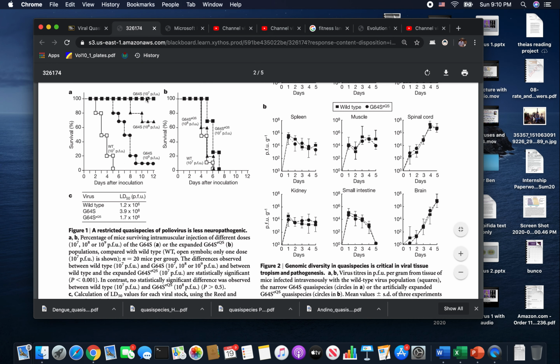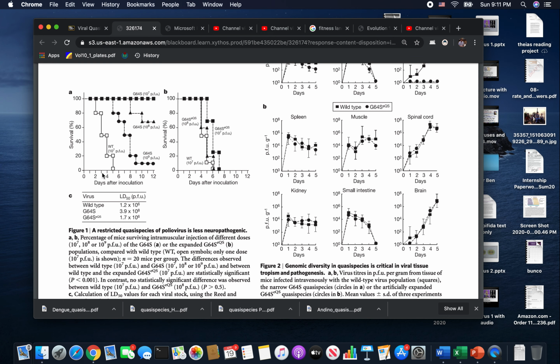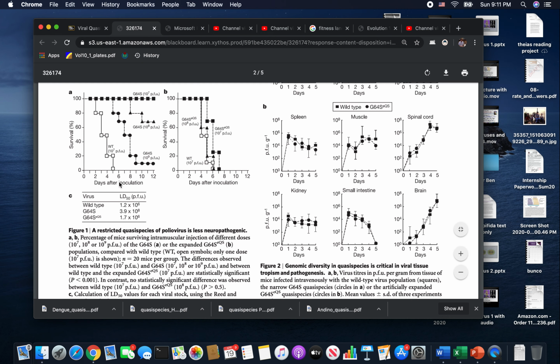So for G64S, if you put in 10 to the 7th active viruses, and wild type, you put in 10 to the 7th active viruses, you see how you get a very different curve, right? G64S, you get 0 death, and wild type, you get immediate death within 5 days, but as little as 2 days in every single mouse. So that's like a light switch being on versus off. That is a very stark difference.